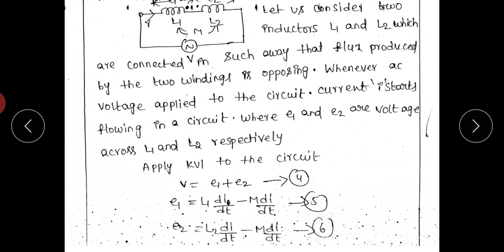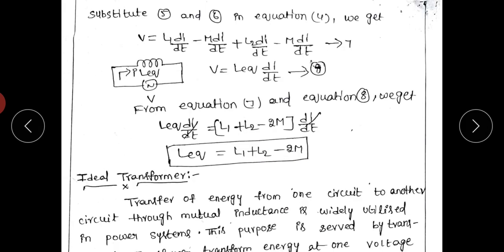Now substitute E1, E2 in equation 4. Equation 4: V equals E1 plus E2. So V equals L1 into dI by dt minus M into dI by dt plus L2 into dI by dt minus M into dI by dt. So this is the equivalent circuit.